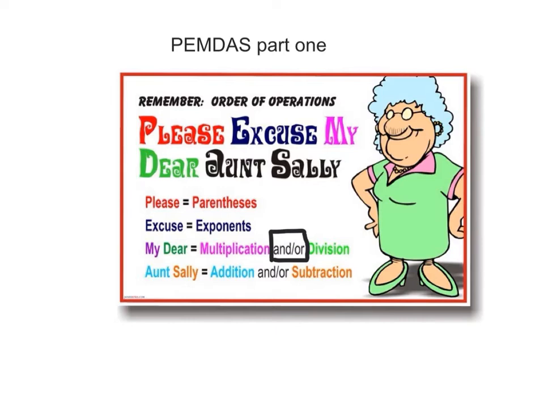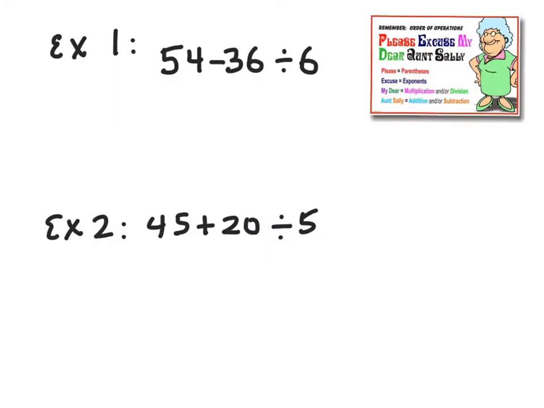In other words, whatever occurs first going left to right in the expression. And it's the same with addition and subtraction. They both have equal standing. So going left to right, you're going to either add or subtract whatever comes first. Okay, let's get started with these two examples.